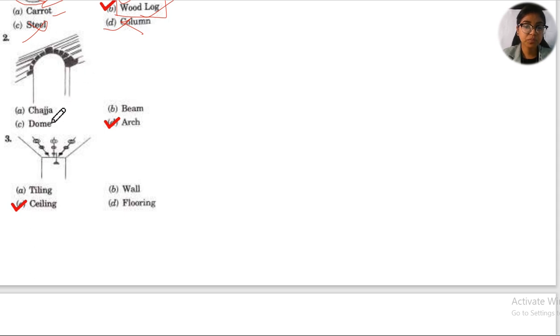Option number 2. Chhajja, dome, beam and arch. So chhajja is your projected part. This is not projected, no projection is seen over here. So this is not your chhajja. Next one is your dome. A dome used to be like this, a circular shape. But this is not any covered surface. So this is not your dome. Now we are left with beam. So beams are these. This should be a beam, but they are not highlighting this surface, they are showing this semicircle. So this is your arch, this is your keystone.